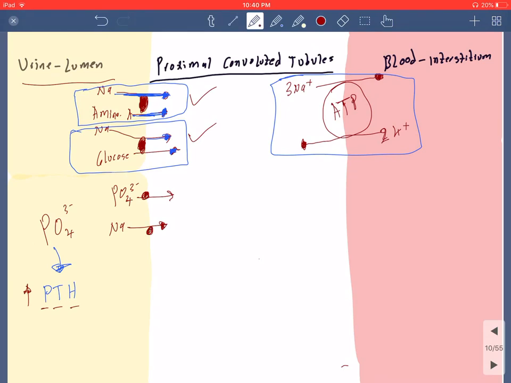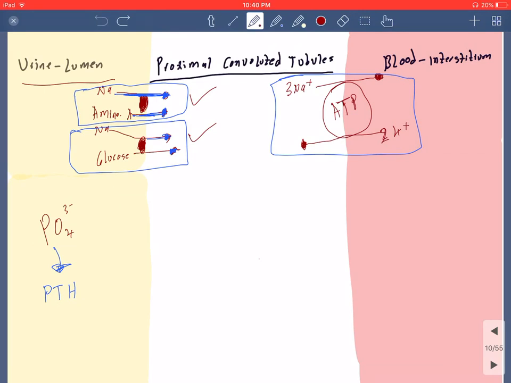Now, this is gonna change right here because we're gonna have hydrogen ion go out, but as we can see, this is more of an antiport. It's going in two different directions. Sodium is going in, hydrogen is going out of the cell. Now, this is very, very important for hydrogen to be going out of the cell. There is a particular reason for this.